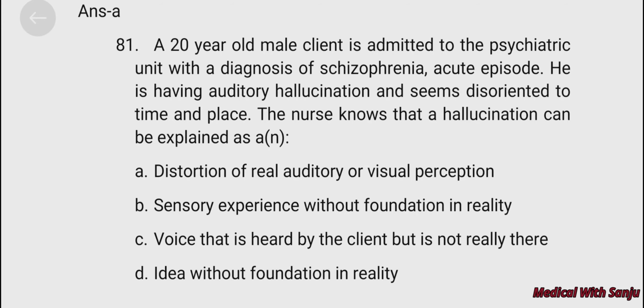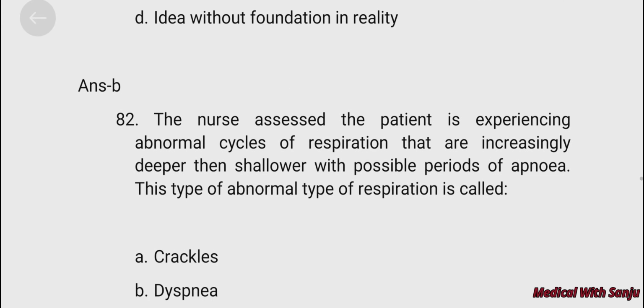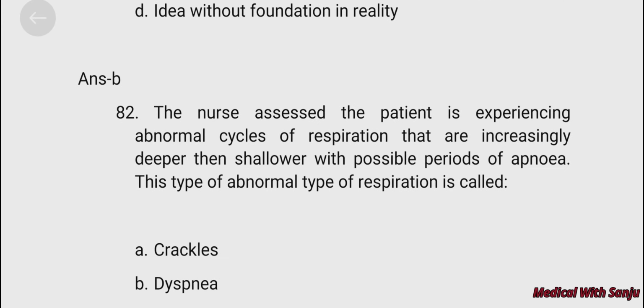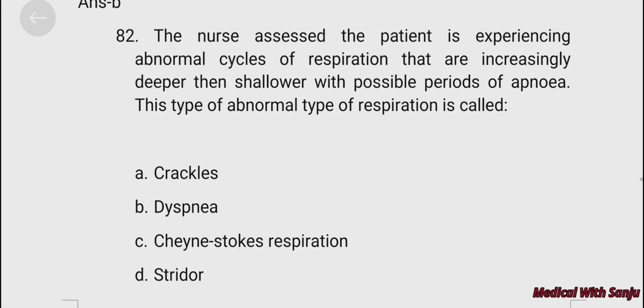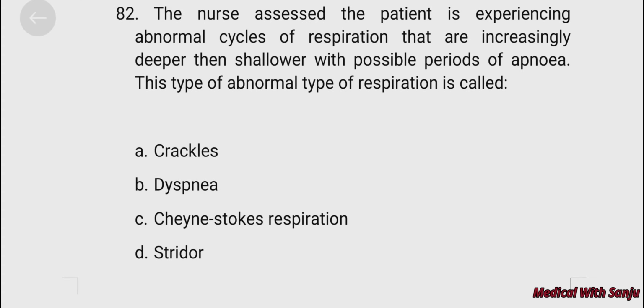So question number 82. The nurse assigned the patient is experiencing abnormal cycles of respiration that are increasingly deeper and slower with a possible period of apnea. This type of abnormal respiration is called. Option A, crackle. Option B, dyspnea. Option C, Cheyne-Stokes respiration. And option D, stridor.